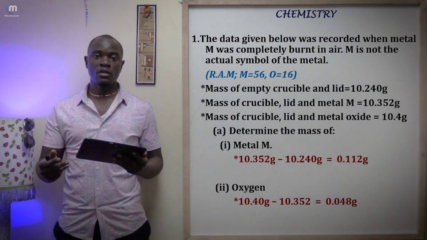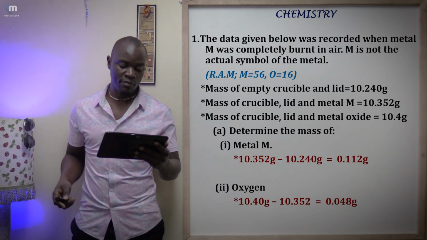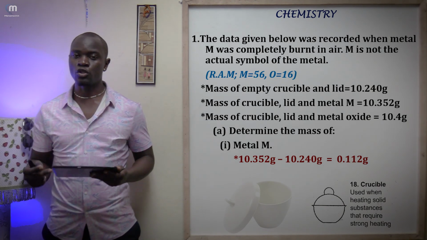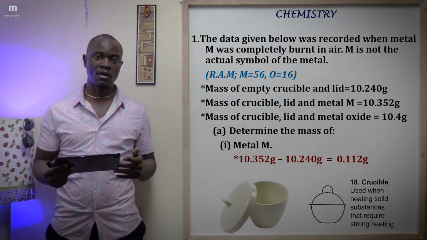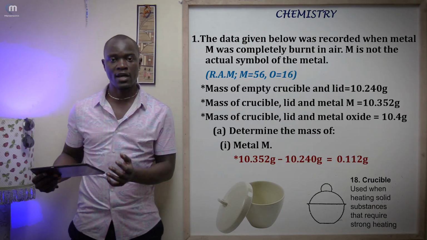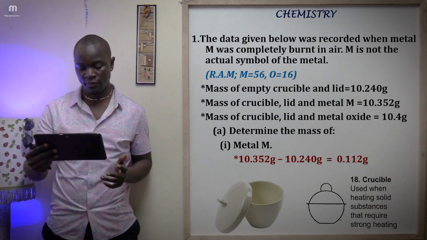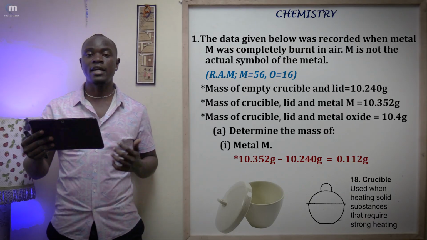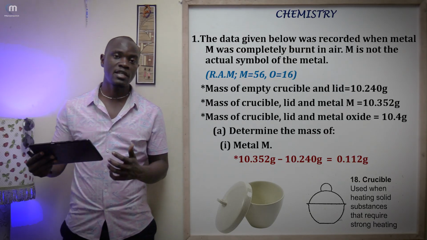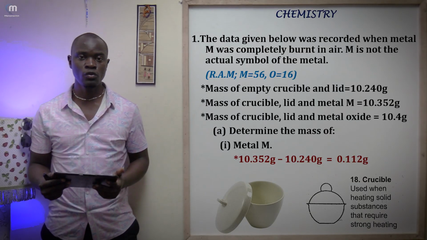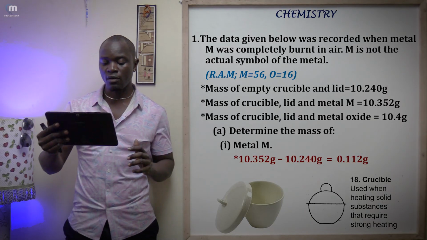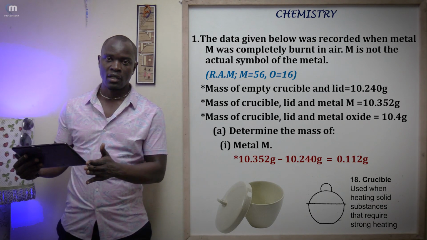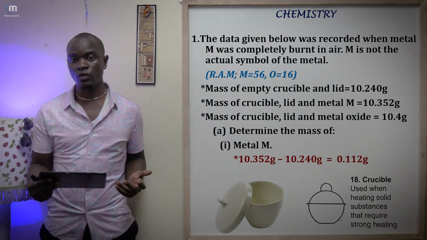The next information given in the question is that the mass of the empty crucible plus the lid is 10.24 grams. So that is the empty crucible plus the lid. The next info given tells us that the mass of the crucible plus the lid plus the metal M is 10.352 grams. Remember this now, the crucible, lid plus metal M is 10.352 grams.